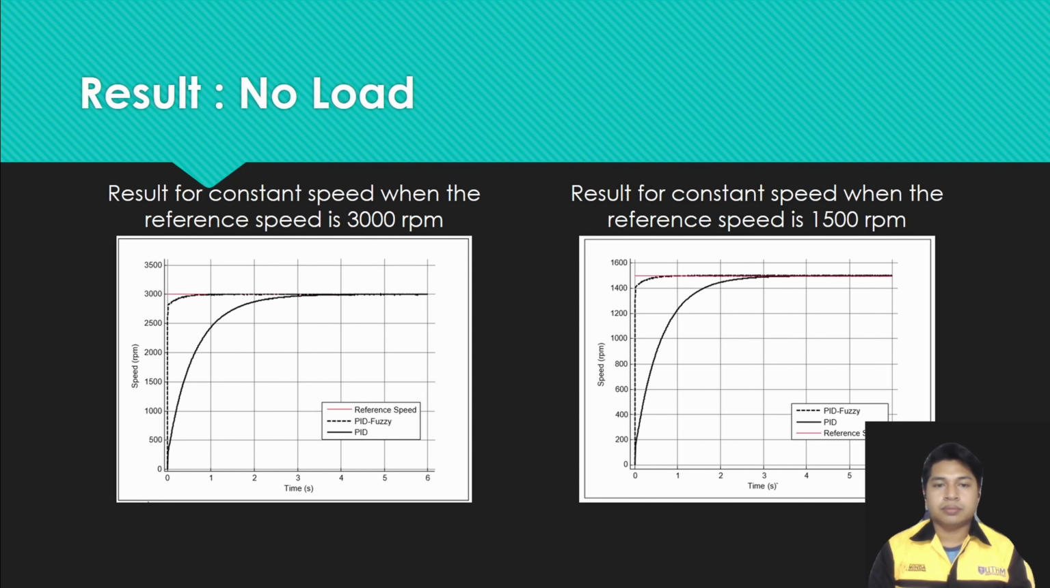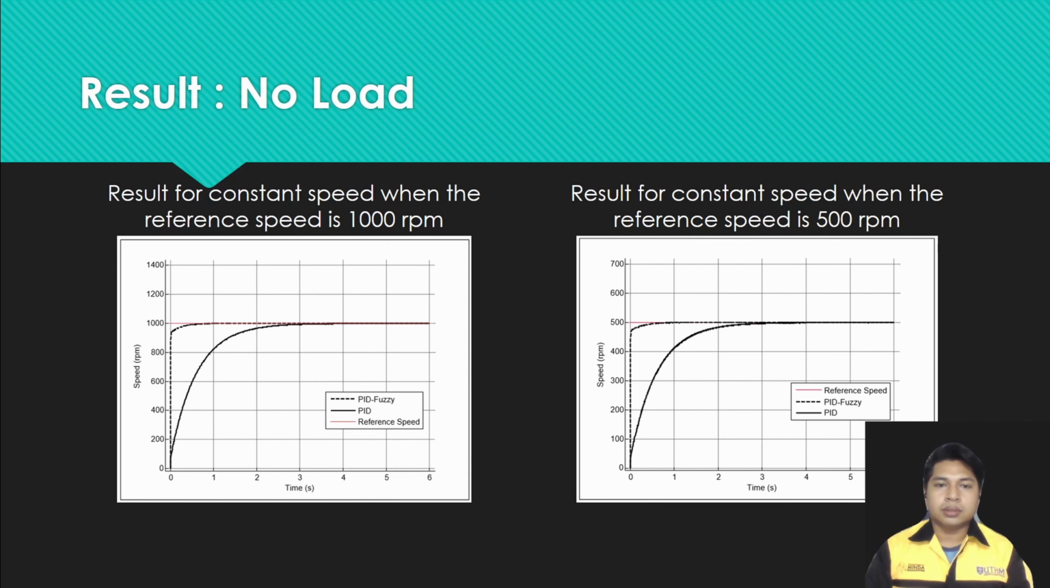The first graph shows the result for constant speed when the reference speed is 3000 rpm, and the graph beside it is the result for constant speed when the reference speed is 1500 rpm. This graph is for the reference speed of 1000 rpm, and lastly, for no load testing, the reference speed is 500 rpm.